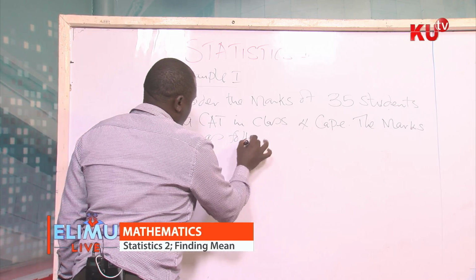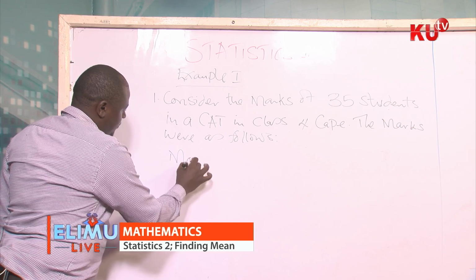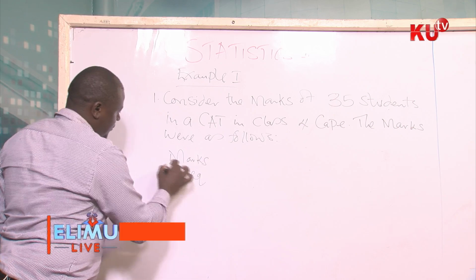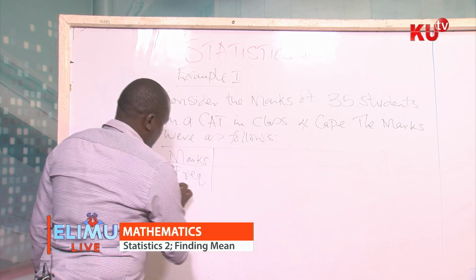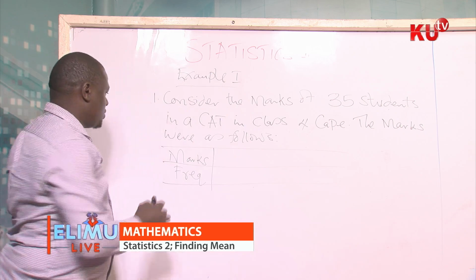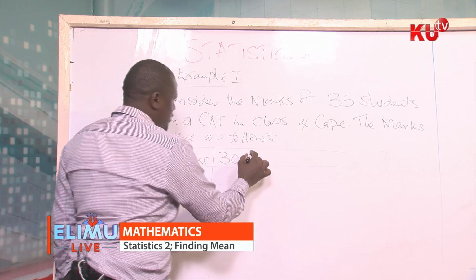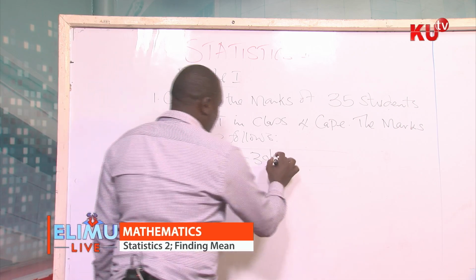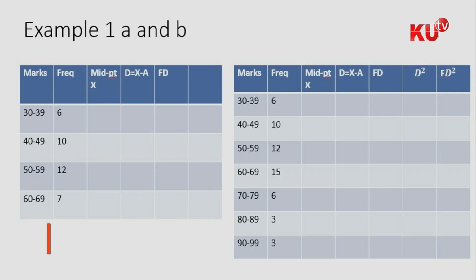As follows. Now we have marks and we have the frequency. These marks are grouped. This is what I meant by grouped. I'm just reminding ourselves. 30 to 39, how many students were there? 40 to 49, how many students?